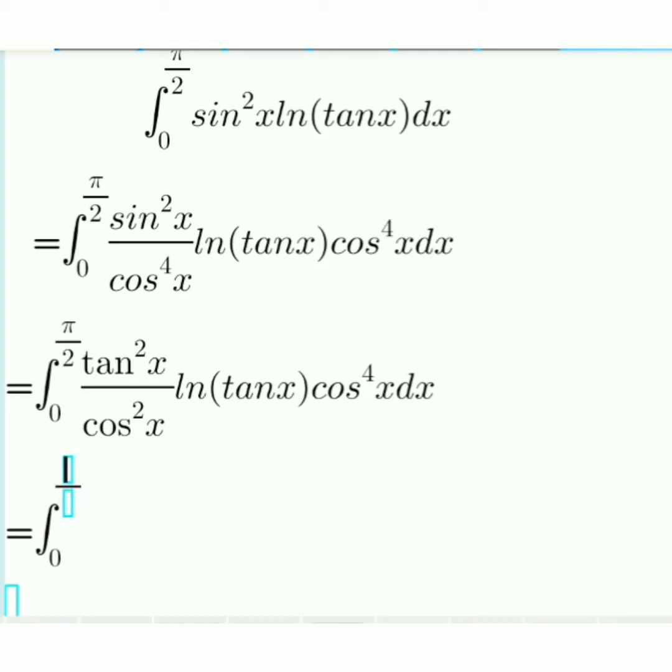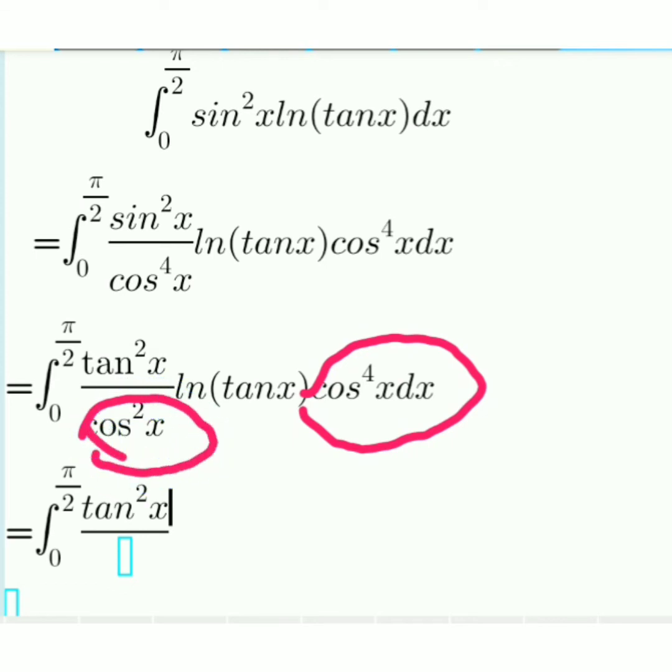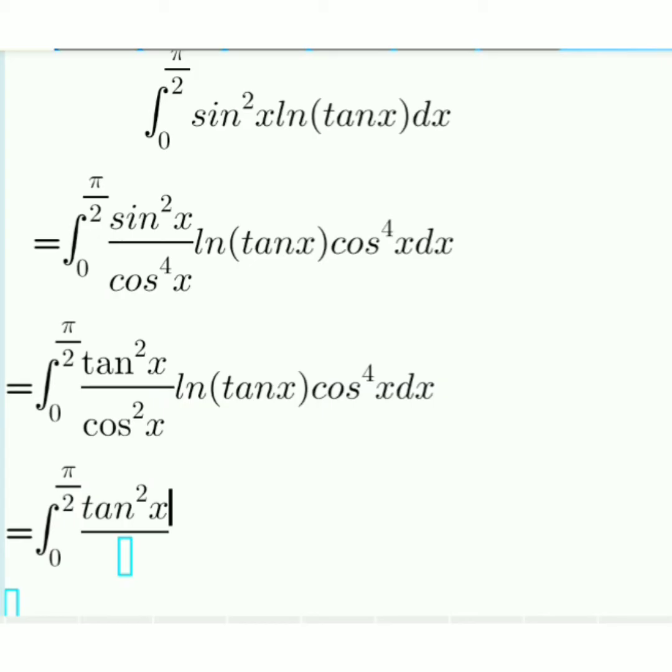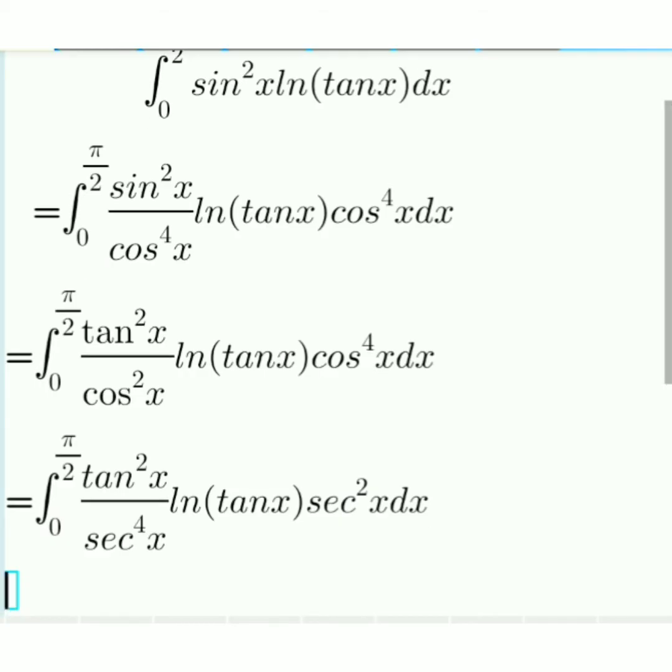Next step, equals 0 to pi by 2. I can write this way: this is tan square x, and in this portion cos to the power 4x and cos square x can be written as sec square x into ln tan x, and this is sec to the power 4x into sec square x dx. It can be written as sec square x dx.